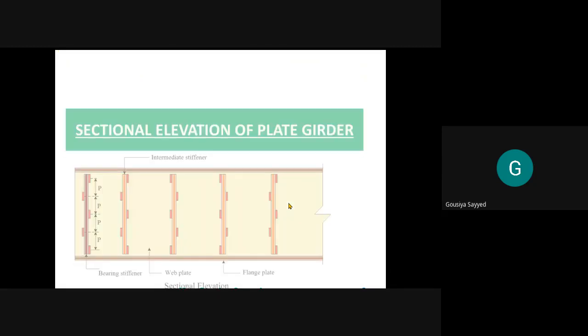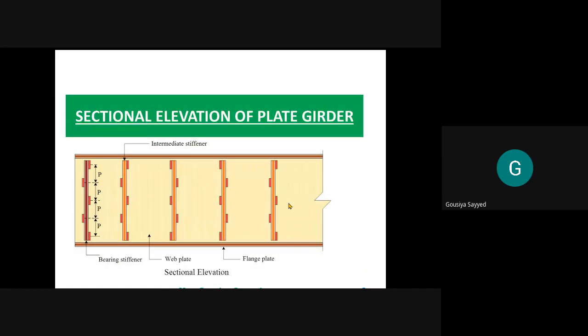Now let us go to the sectional elevation of the plate girder. This one you have to draw in your sheet. So in that sheet you have to show the elevation of the plate girder. So this is the top and the bottom flange plates. This dark colored plate is a flange plate, and this flange plate is joined by the web plate. So this is the depth of the web plate.